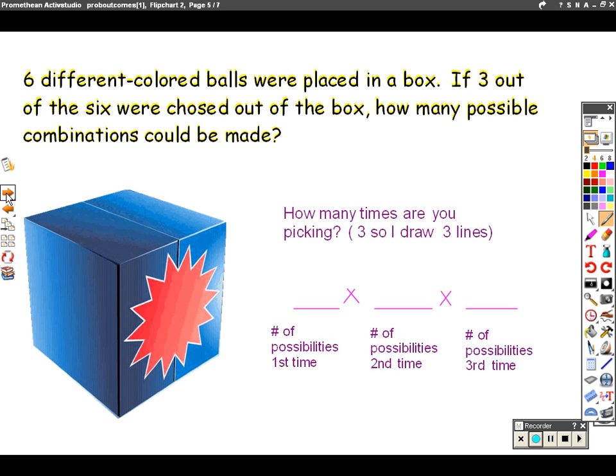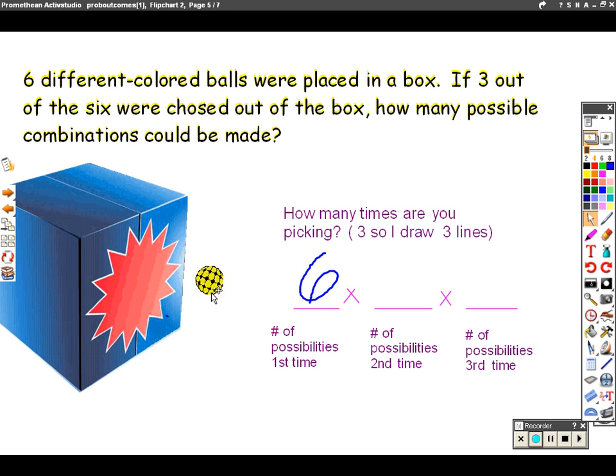Okay, 6 different color balls were placed in a box. If 3 out of the 6 balls were chosen out of the box, how many possible combinations could there be? So I drew 3 lines because I'm only picking 3 out. When I first reach into the box, how many colored balls can I pull out? There are 6.